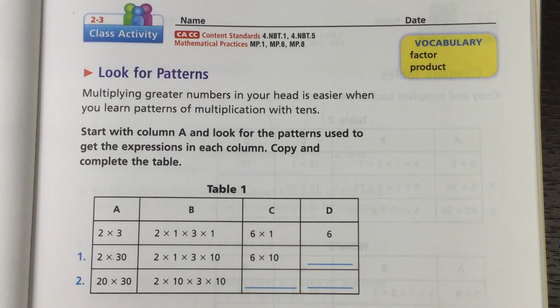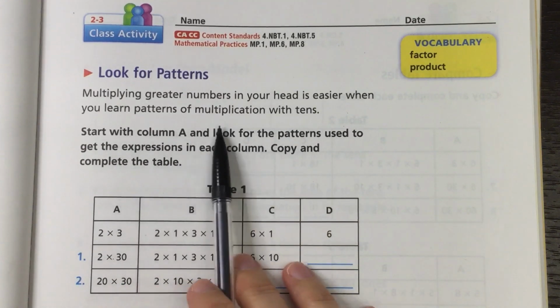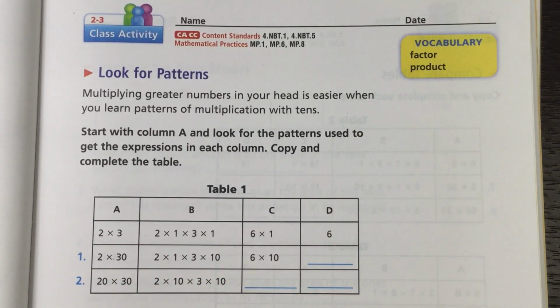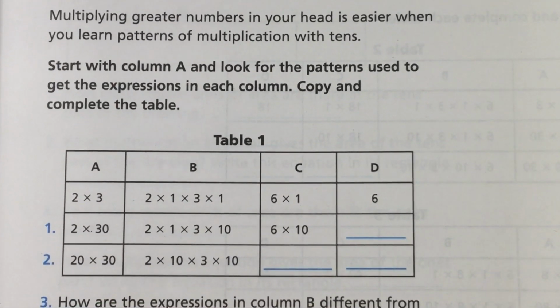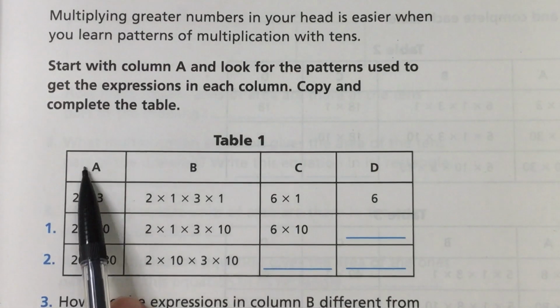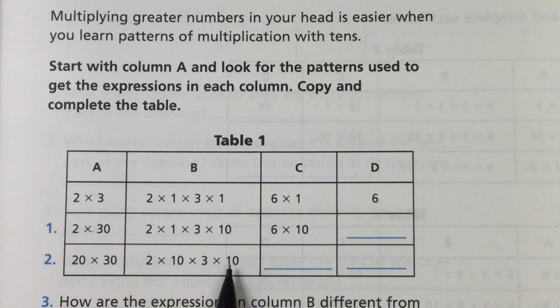So today we're going to be looking for patterns in multiplication. When we're multiplying greater numbers in our head, it's easier when you learn patterns of multiplication with tens. So let's check this out and see what they mean by a pattern. We're going to be looking at table 1. It says start with column A and look for patterns used to get the expressions in each column. Copy and complete the table.